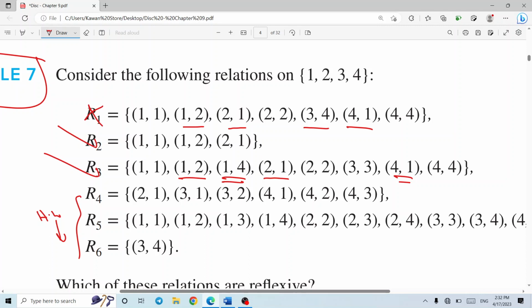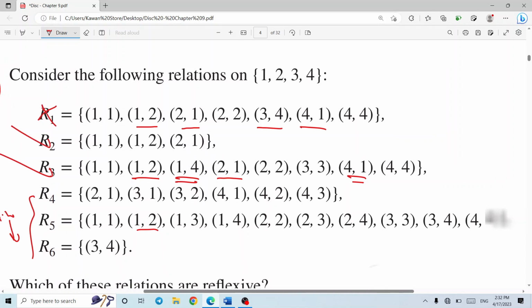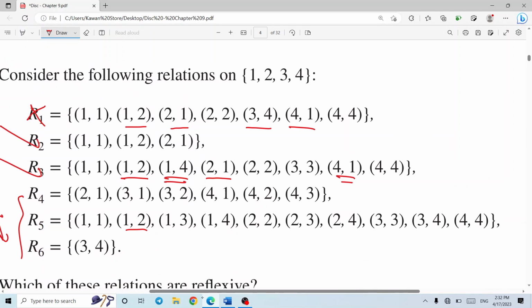Because look at this example. 1 and 2. Look at that example. This is reflexive, but it's not symmetry. Okay? That's why.